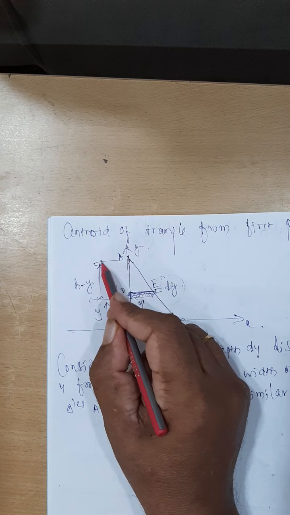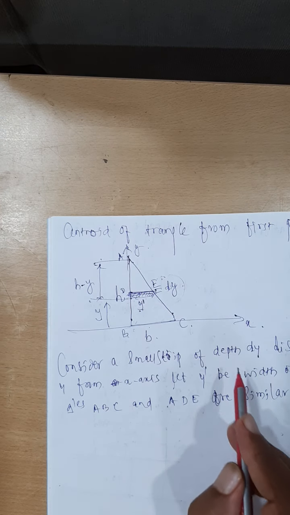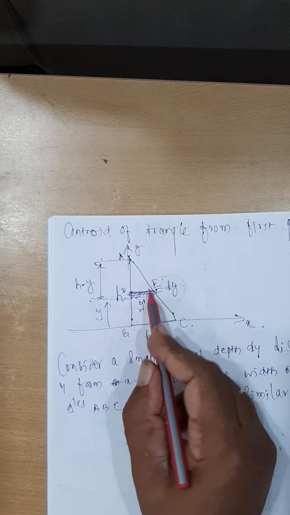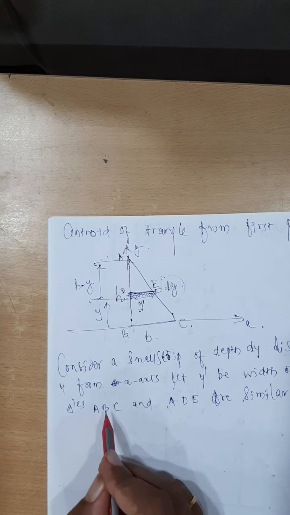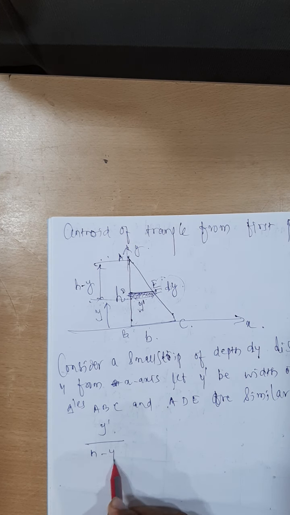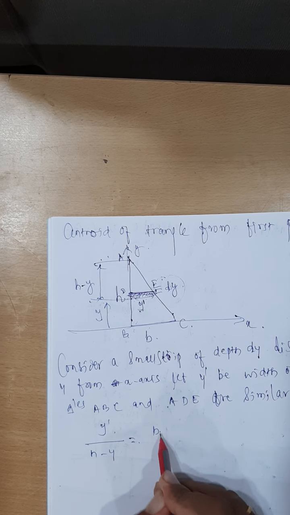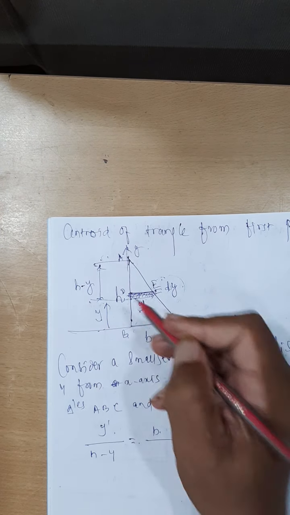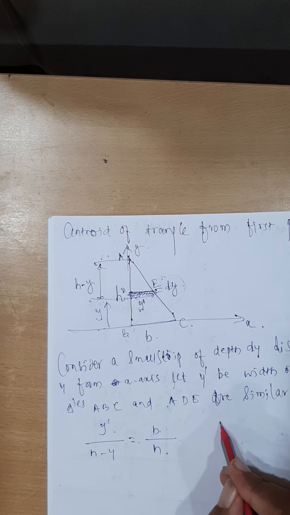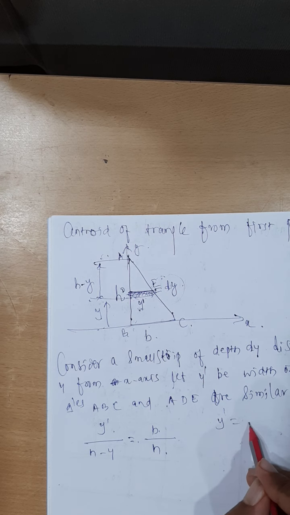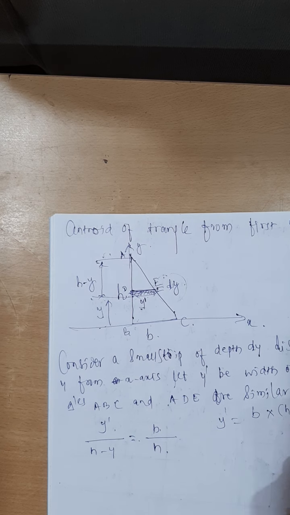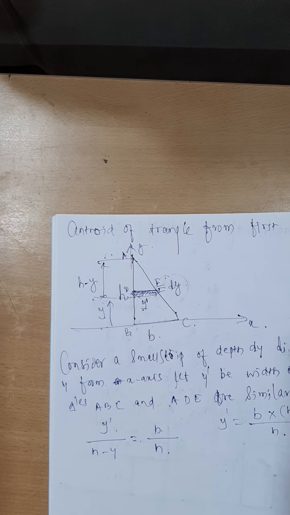Yes, therefore the sides are in proportion. I need y dash. Y dash divided by h minus y is equal to b divided by the total depth. Total depth is nothing but the height h. Therefore I get the value of y dash: y dash is equal to b into h minus y divided by h.